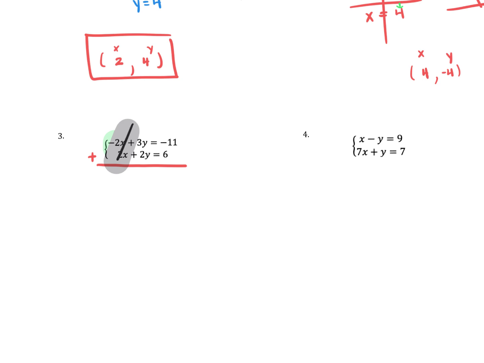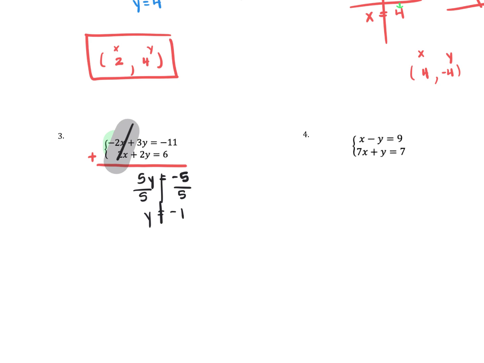Okay, so now I'm just going to add straight down. So I have 3y plus 2y. That's going to give me a 5y equals, and then I'm going to add straight down with that -11 plus 6. -11 plus 6 is going to give me a -5. And now to get that y all by itself, I'm going to divide this side by 5 and divide this side by 5. And that leaves me with y equals -5 divided by 5, which is going to give me a -1.